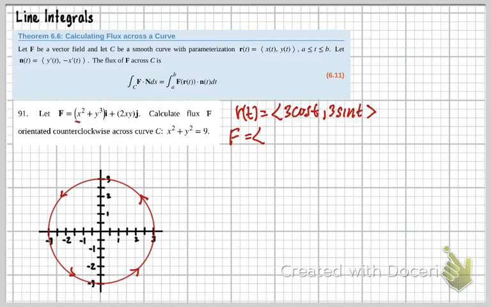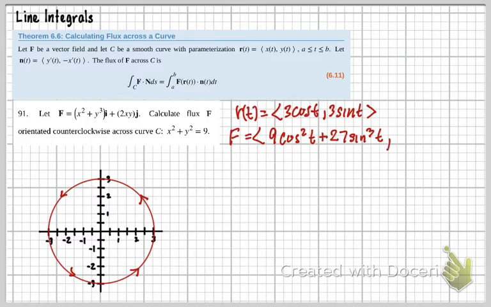So for the first one, it's x squared, so this is going to be 9 cosine squared t. When I plug it in, that's what I'm going to get. I have a plus here, and then y cubed, so I have to plug in 3 sine of t for y. Oh, so that's not going to be 9. Sorry about that. That's going to be 27 because it's cubed, and that's going to be sine cubed t. And that's going to be the first part of my F.